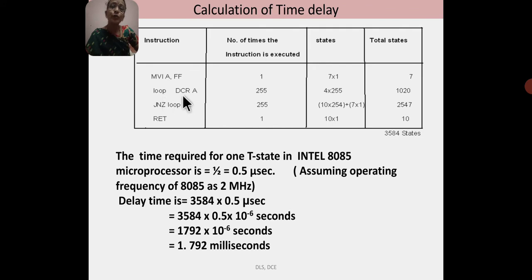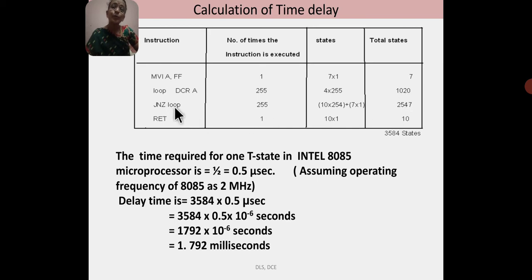Next, the loop instruction decrement A will be executed 255 times. In order to execute one decrement A instruction, it requires 4 T states. So 4 into 255 times becomes 1020.